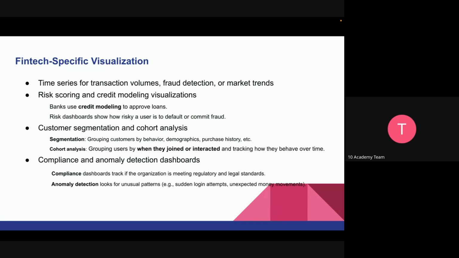Depending on what use case you are working on, they might also indicate some fraud detection, showing you the pattern between the data flow in some period of time compared to this period of time. So time series is mostly used within fintech data, risk scoring and credit modeling visualizations. These are mostly used by banks that show them how risky a user is.